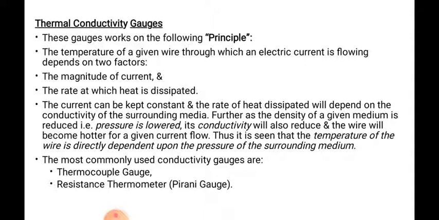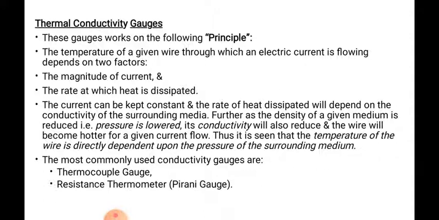And that's why the wire will become hotter for a given current, means whatever constant current we are flowing through the wire, because of the flowing current there will be resistance, and because of the resistance to the flowing current in the wire, the temperature of the wire will increase. And as the temperature of the wire increases, the wire will become red hot.